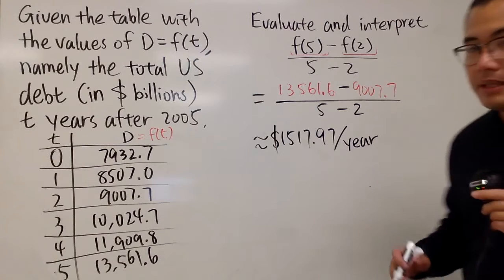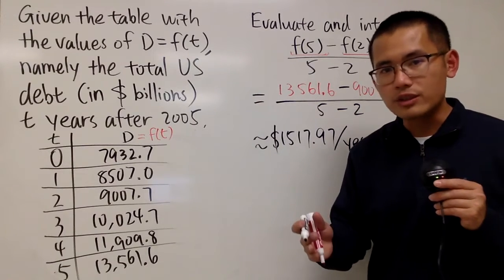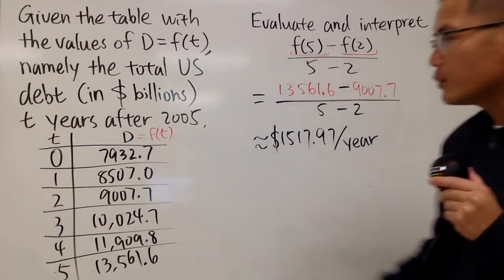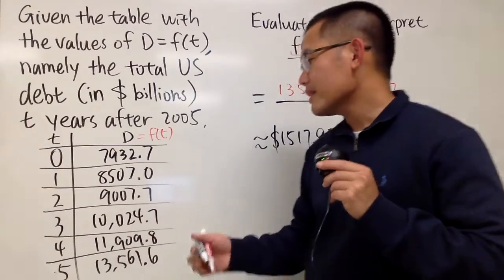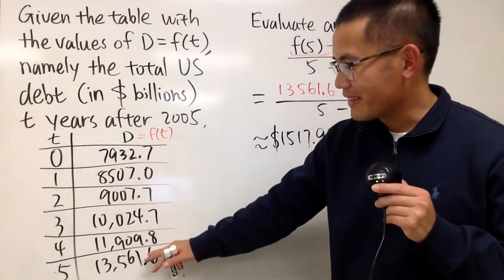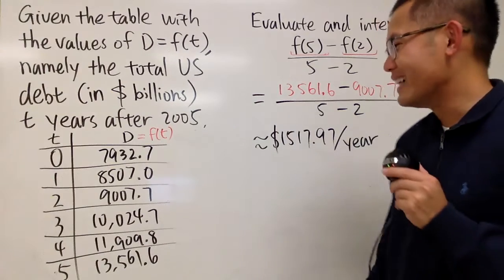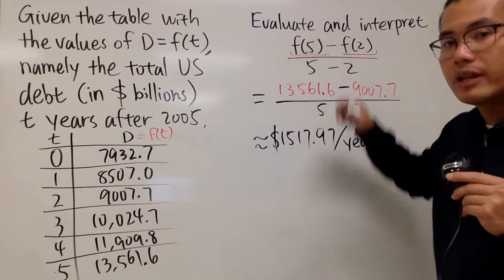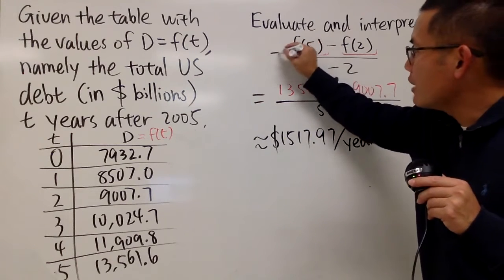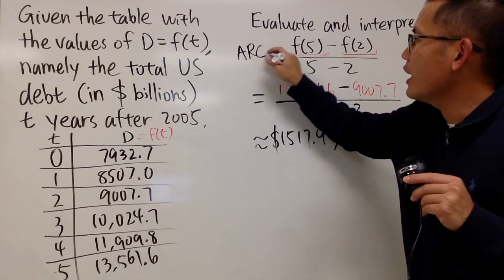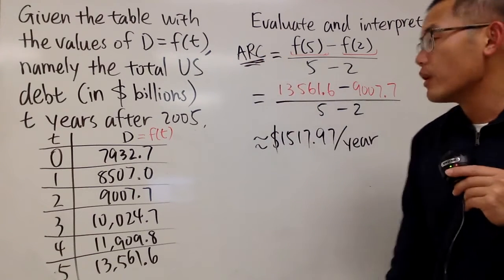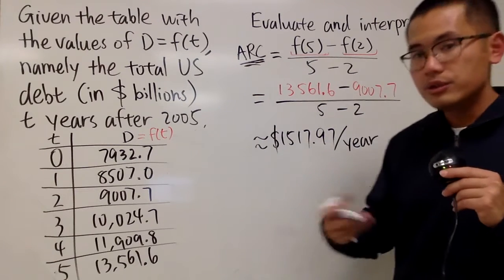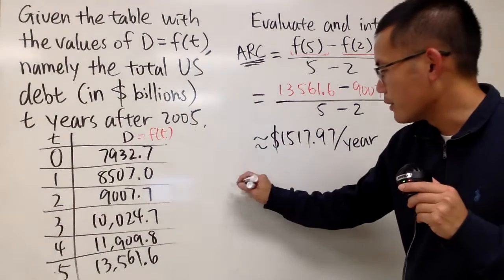Now, we have to interpret what this means. So we have to write a sentence or so to relate this to our original scenario. Here, we are talking about the number of debts, right? And as you can see, every year the debt is going up and up. So here is how we are going to interpret this. Remember, this expression represents the average rate of change, right? So when we get that, we have to mention "on average."